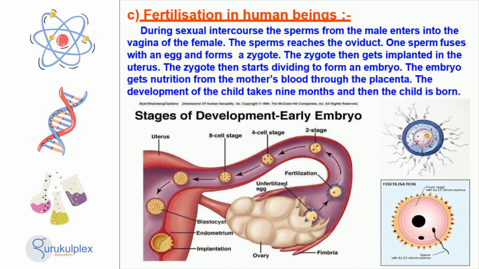This sperm fuses with an egg to create a zygote, which undergoes a series of rapid cell divisions and gradually grows and develops into a fetus. The fetus then obtains essential nutrients and oxygen from the mother's blood through the placenta. After 9 months, the cycle of fertilization is complete with the fetus ready to be born.